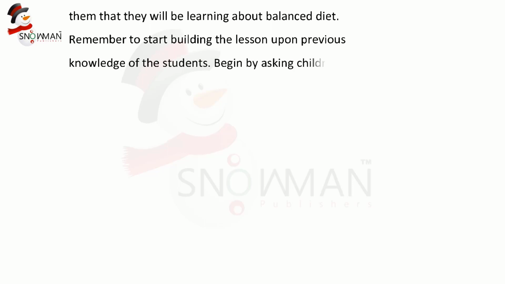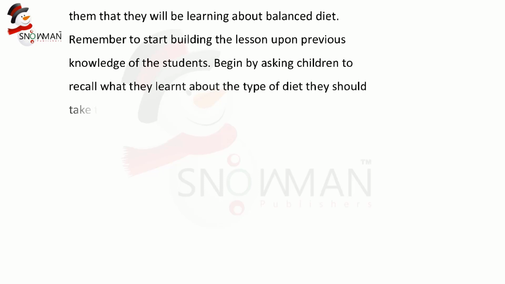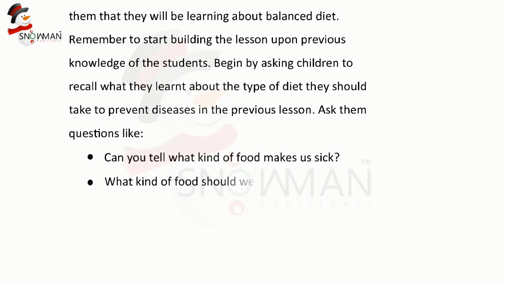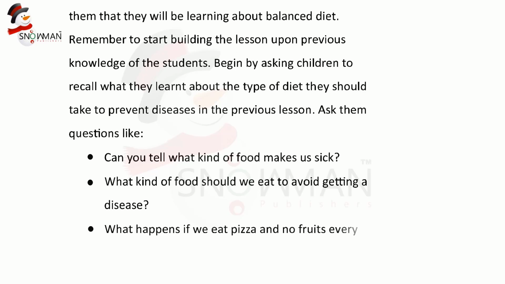Begin by asking children to recall what they learned about the type of diet they should take to prevent diseases in the previous lesson. Ask them questions like, can you tell what kind of food makes us sick? What kind of food should we eat to avoid getting a disease? What happens if we eat pizza and no fruits every day?